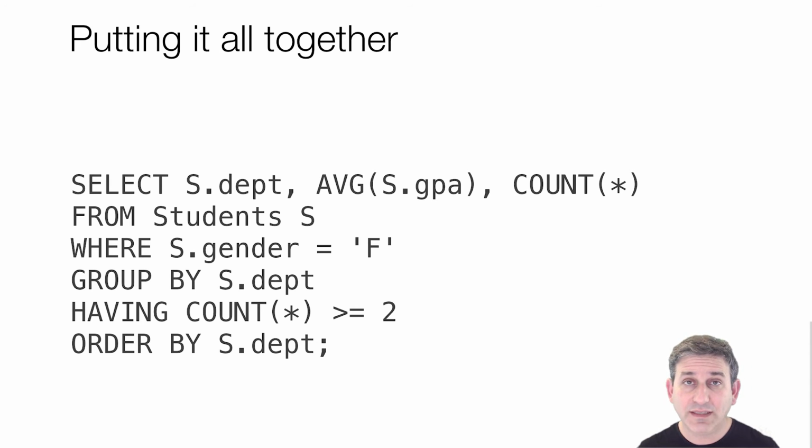And then the having clause tells us that we're only going to keep those groups that have 2 or more records in them. And finally, before rendering the output, we'll order it by the department alphabetically in ascending order.